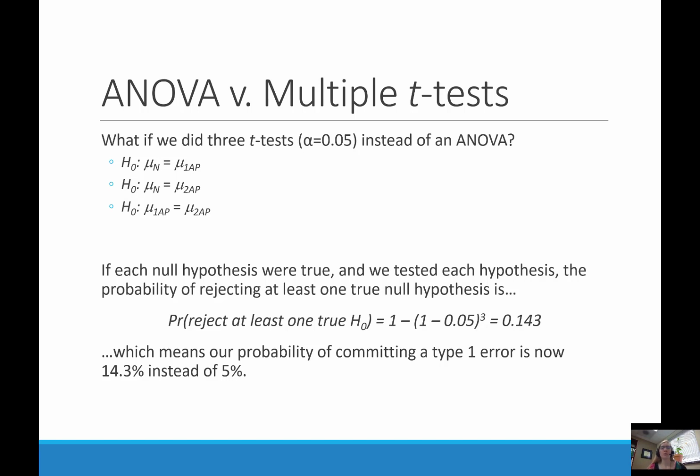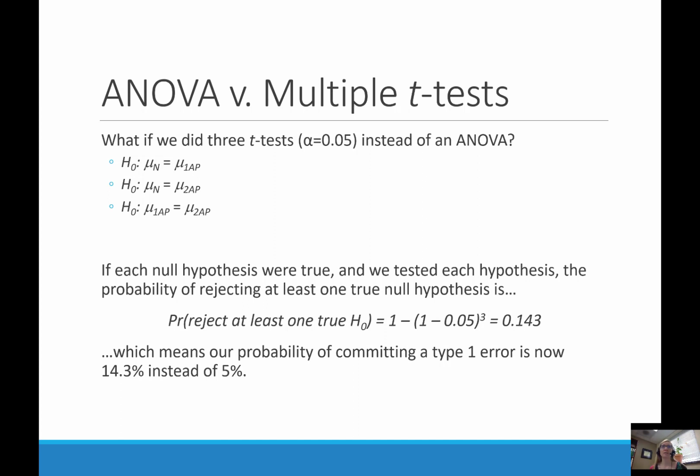Some of you may wonder, what if we did 3 t-tests instead of an ANOVA? We could set our significance level at 0.05 for each of the 3 tests and compare each possible pair of groups. However, if each null hypothesis were true and we tested each of the 3 hypotheses, the probability of rejecting at least one true null hypothesis is now 0.143 instead of 0.05, meaning our probability of committing a type 1 error is now 14.3% instead of 5%.